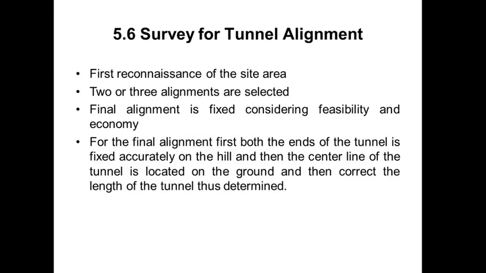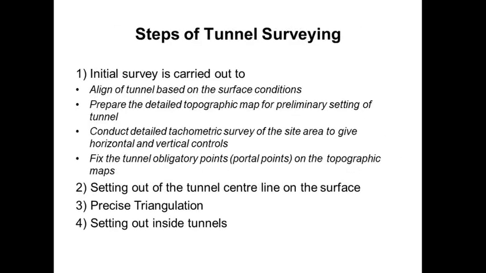So for the final alignment, first both the ends of the tunnel are fixed accurately on the hill, and then the center line of the tunnel is located on the ground, and the corrected length of the tunnel is determined. Then measure the corrected length of the tunnel, and according to that excavation can be started.